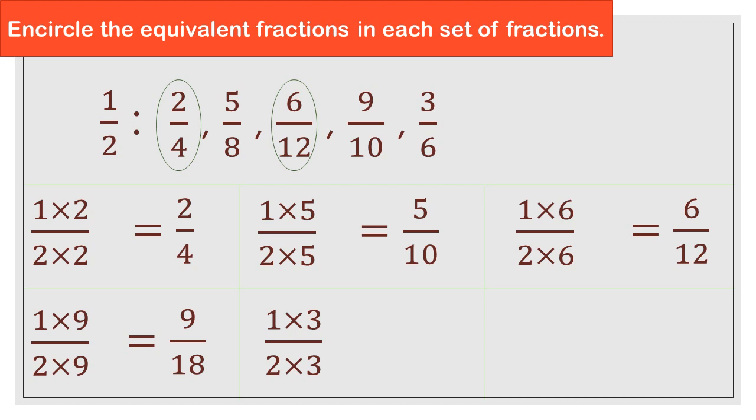1 3s are 3 and 2 3s are 6. So the equivalent fraction is 3 upon 6. So encircle 3 upon 6. Let's solve one more question.